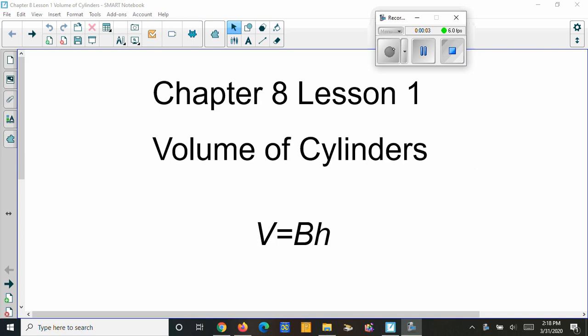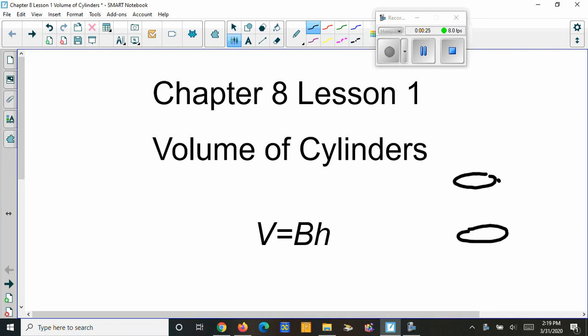Chapter 8 begins our lessons on volume and surface area. Lesson 1 will be specifically talking about the volume of cylinders. Now, in case we do not remember, a cylinder is a shape created when you have two circles on each end, and then you draw two parallel lines along the side.